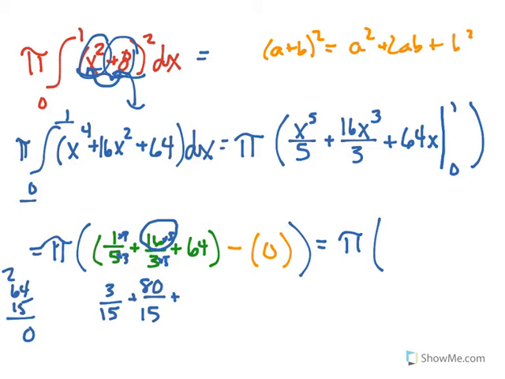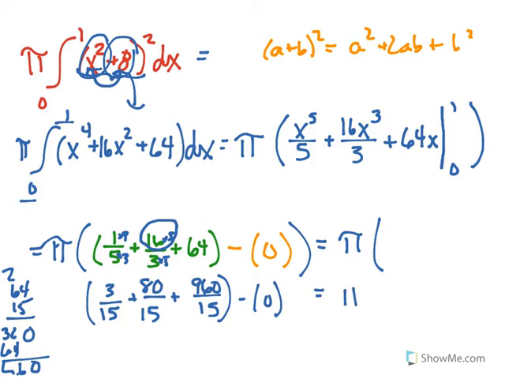6 times 5 is 30, 32, 64, 0, 4, 5, 6, plus 960 over 15 minus 0 equals pi, and in parentheses I've got 960 over 15, and 80 is 1,960, 80 is 104, and 3 is 1043.